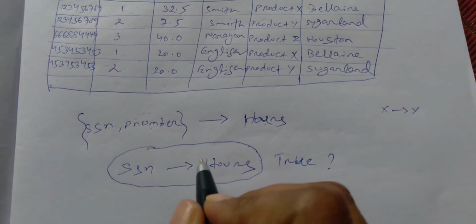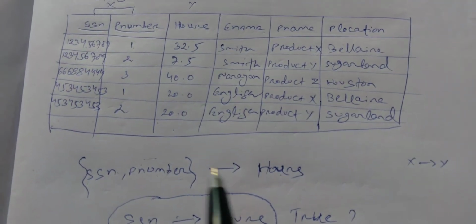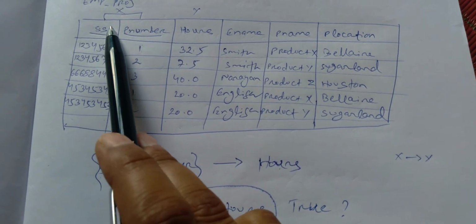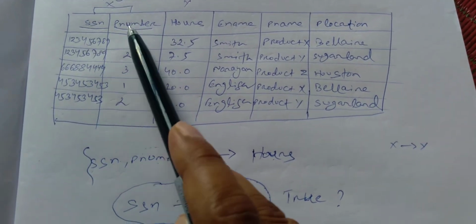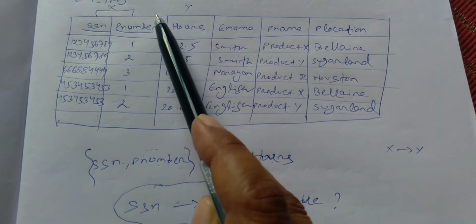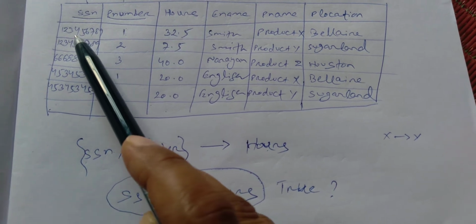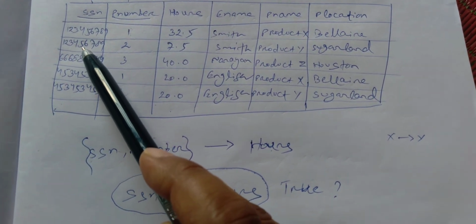Say, so now you find whether this is true or false. SSN determines hours or not. Now this is X. Previously this was combinedly taken as X. Now I am saying I have removed this, only this part is X, this part is Y. So 1 2 3 4 5 6 7 8 9, where else it is there? This is there.